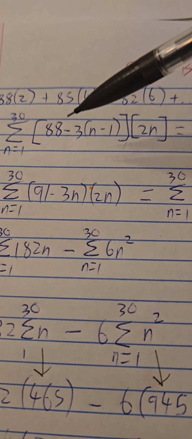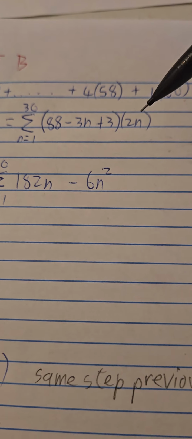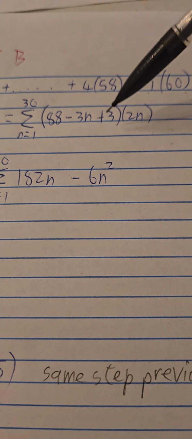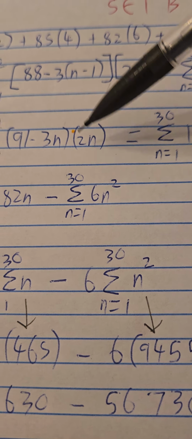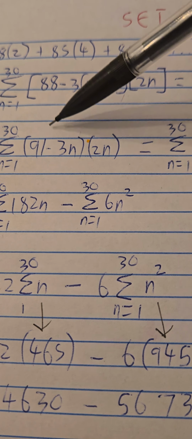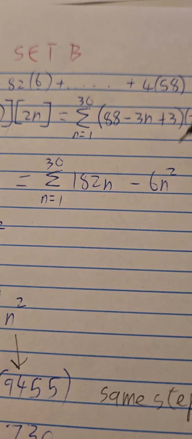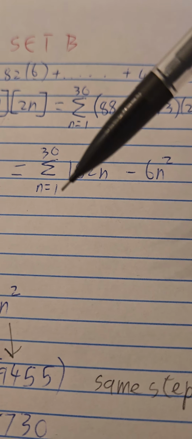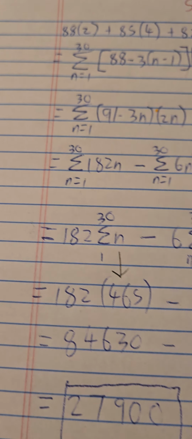So with minus 3n plus 3, that's multiplying out this bracket. And 88 plus 3 is 91. 91 minus 10 times 2n. And we can multiply the 2n in. We get 182n. That's 2n times 91, and 2n times minus 3n is minus 6n squared. So we've got this equation from n equals 1 to 30 of 182n minus 6n squared.